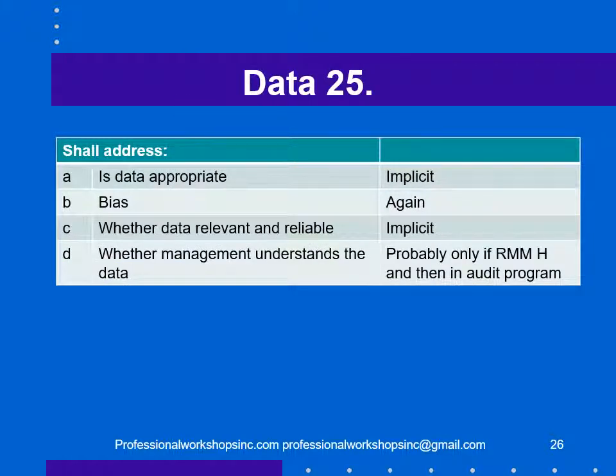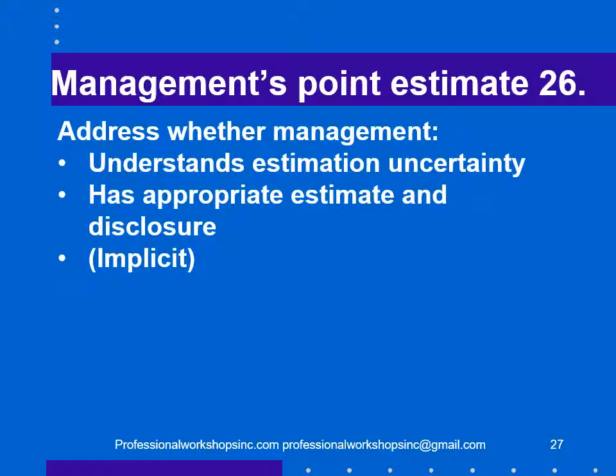Testing the data, is the data appropriate? That's implicit. Bias, again. Whether the data is relevant and reliable, I think that's implicit. And whether management understands the data, and again we get to a place where this should be in an audit program for risk of material misstatement being high or significant. Testing management's point estimate, address whether management understands estimation uncertainty and has an appropriate estimate and disclosure. Think again that's implicit in current standards. Don't need this section to tell us that.